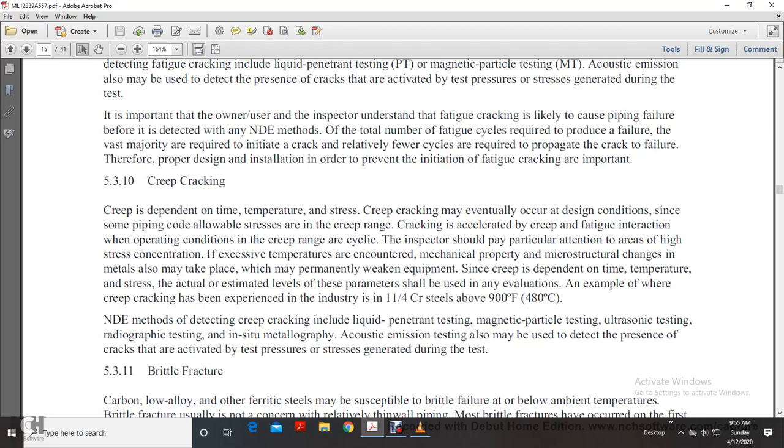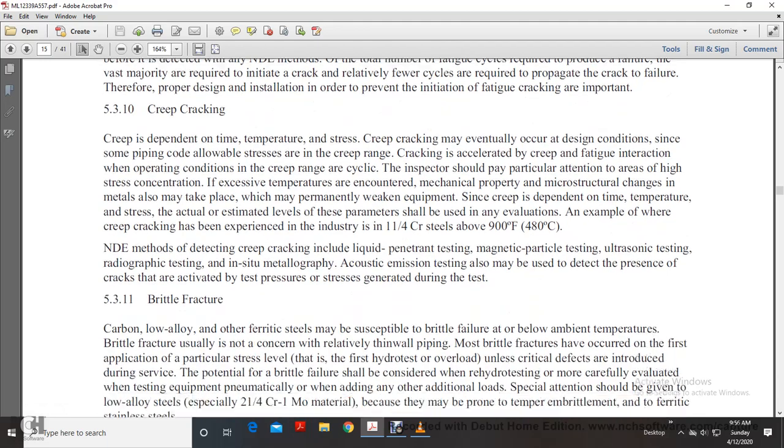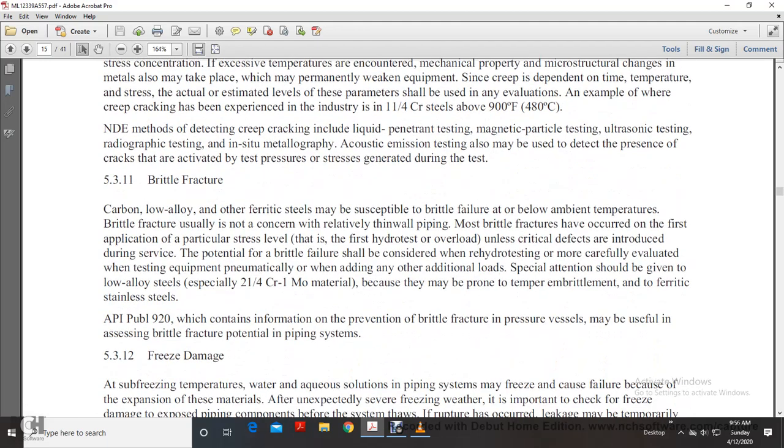Examples where creep cracking is experienced in industry are 1¼ to 9 chromium steels above 900 degrees Fahrenheit. Non-destructive examination methods for detecting creep cracking include liquid penetrant testing, magnetic particle testing, ultrasonic testing, radiographic testing, in-situ metallography, and acoustic emission testing, which also may be used to detect the presence of cracking that is activated by test pressure stress generated during the testing.